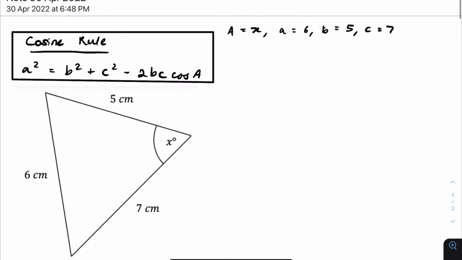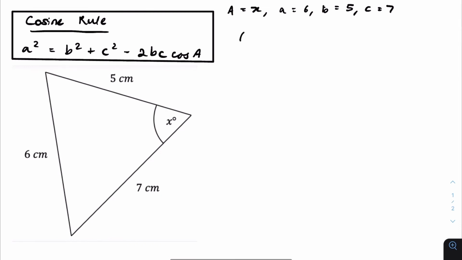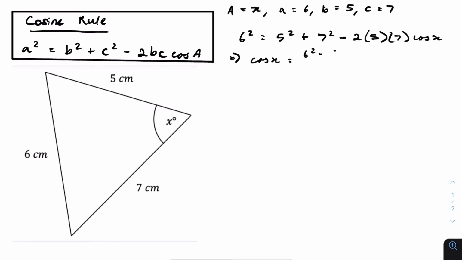So now we just have to input this into the equation. We get 6 squared is equal to 5 squared plus 7 squared minus 2 times 5 times 7 times the cosine of x. If we rearrange this, we get cosine of x is equal to 6 squared minus 5 squared minus 7 squared over minus 2 times 5 times 7.